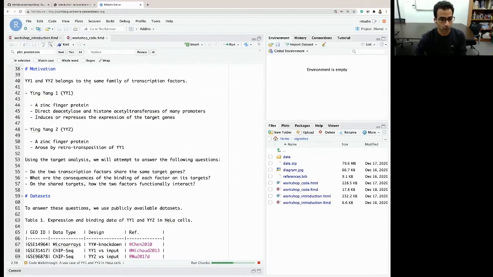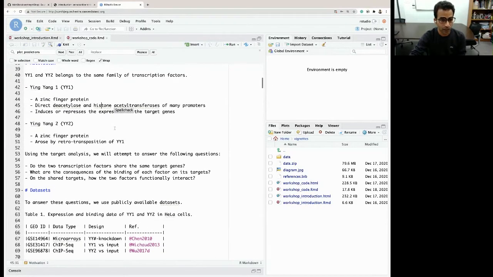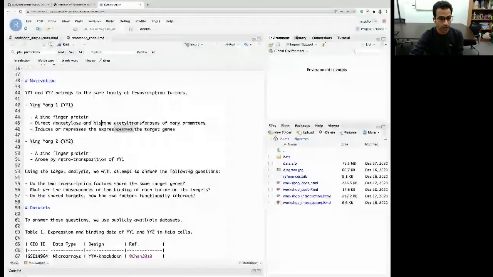The two transcription factors belong to the same family. The first one that was discovered is called yin-yang1. This factor is a zinc finger protein, and it produces its effect on gene expression by deacetylation or acetyltransferases of histones around the promoter area. It is known from experiments that it induces and represses several genes. The other related protein here is called yin-yang2, and it's also a transcription factor, and also a zinc finger protein, and arose by retrotransposition of the yin-yang1 gene on chromosome 14.